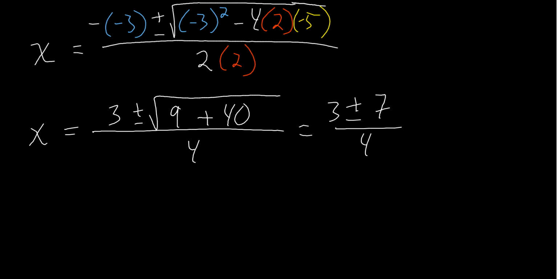And then, of course, my solution is going to be 3 plus 7 divided by 4 and 3 minus 7 divided by 4. So what is 3 plus 7 divided by 4? Well, that's 10 divided by 4. So we'll say x is equal to 5 halves, right? That's 10 divided by 4. And x is equal to 3 minus 7 is a -4. -4 divided by 4 is a -1. So these are my solutions to this equation.